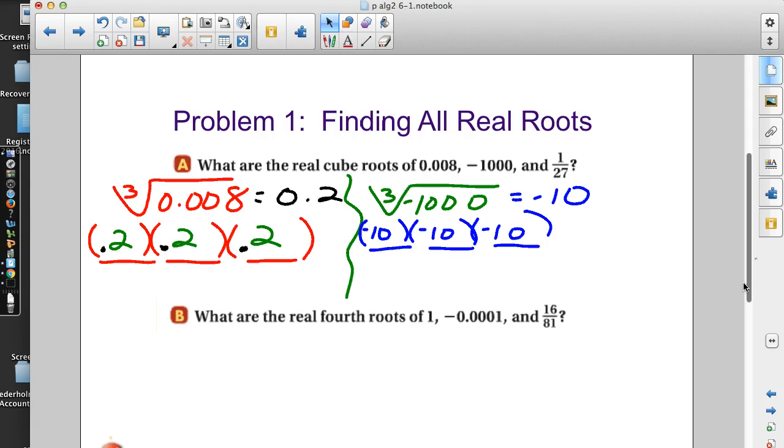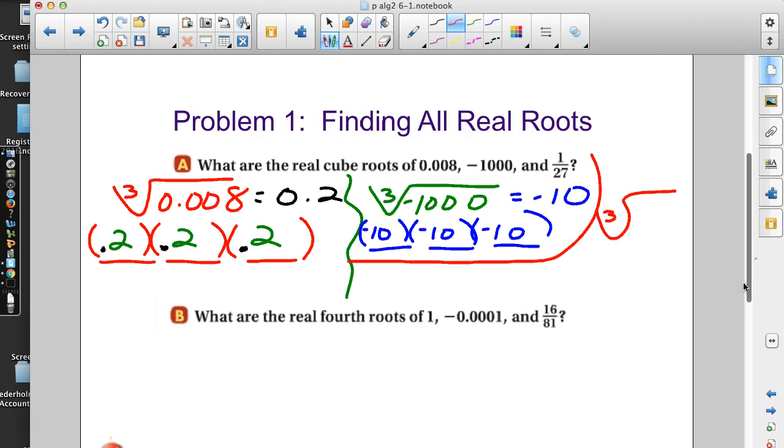All right, now we're going to freak out at the fractions. No freaking out is allowed. Here's why. We're not going to think of this as the cubed root of 1/27. We're going to split it and say, okay, it's the cubed root of 1 over the cubed root of 27. So it's not such a big deal anymore.